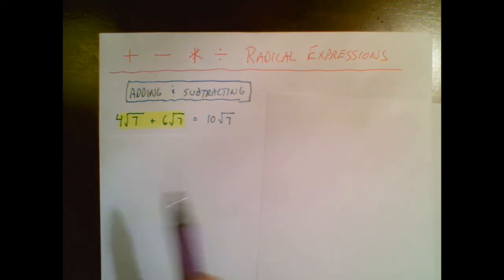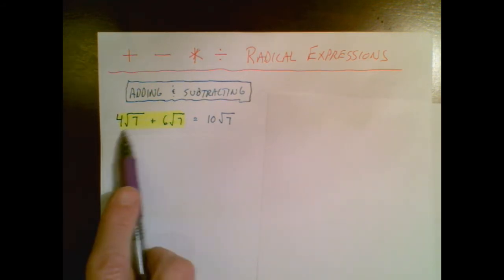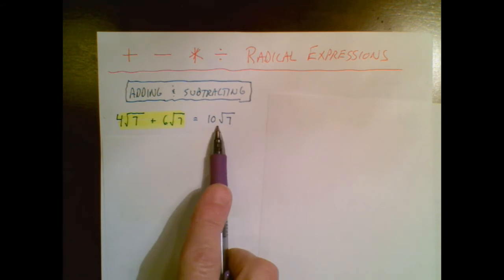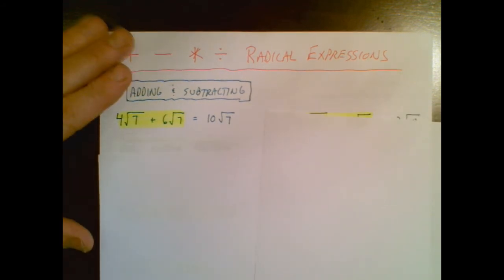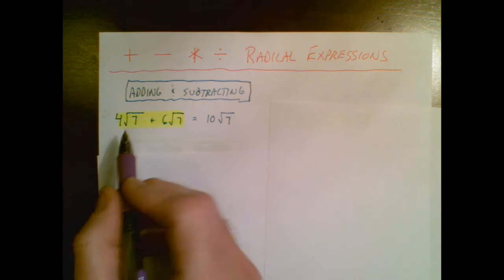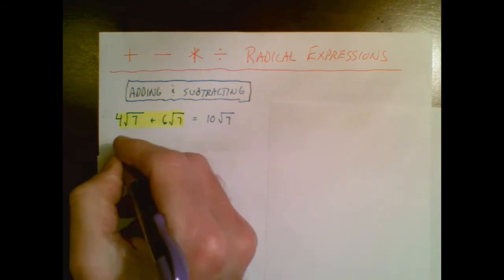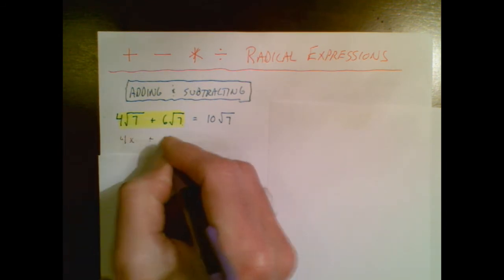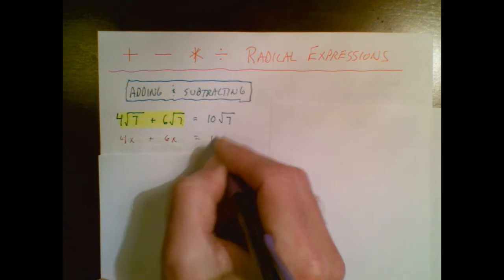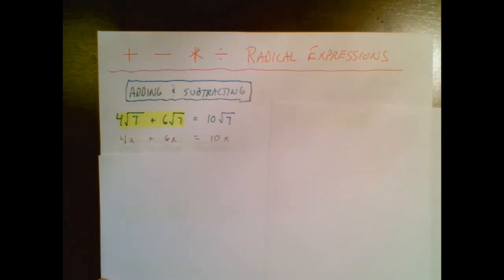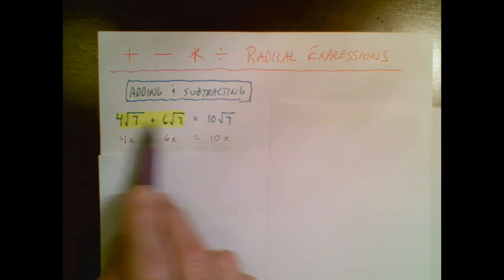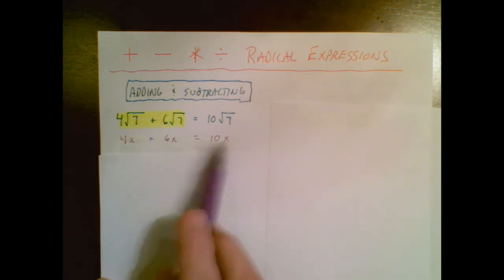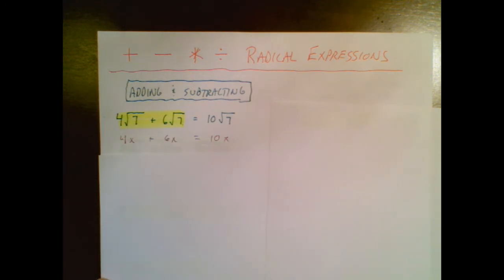So this might be enough to tell you what's going on right off the bat. This plus this equals that. Now the way you can think about it, if that's not clicking for you, treat this like a variable. If I said 4x plus 6x, your answer would be 10x. Well, the square root of 7, as long as they're common, meaning they're the same in each term, is just going to sit there like the x sat there.